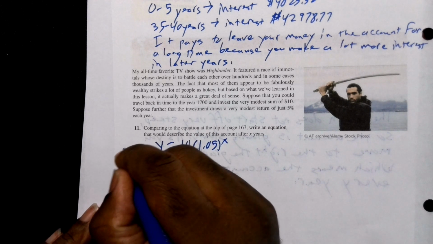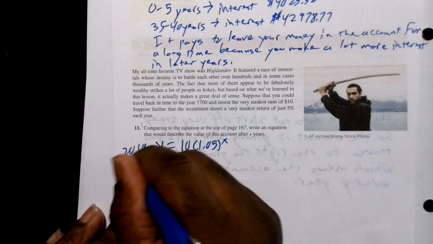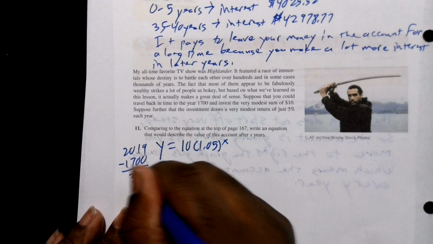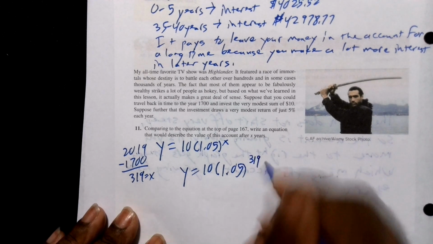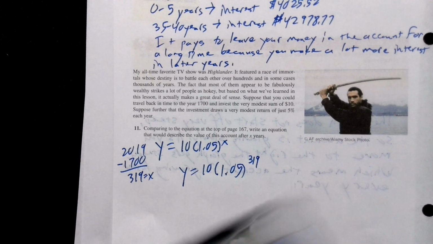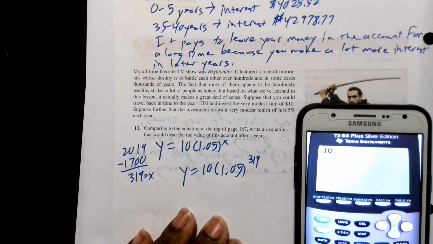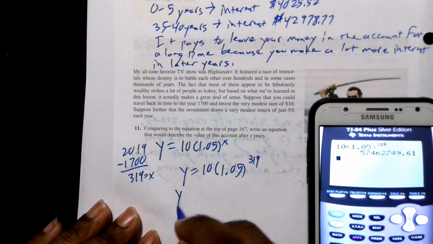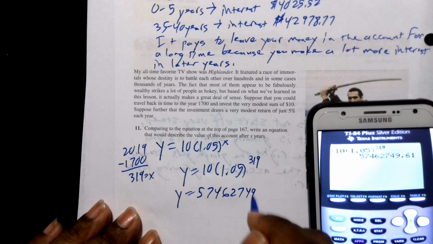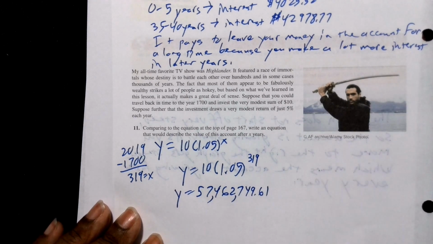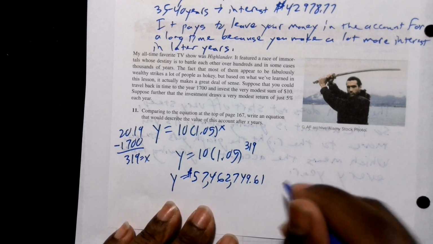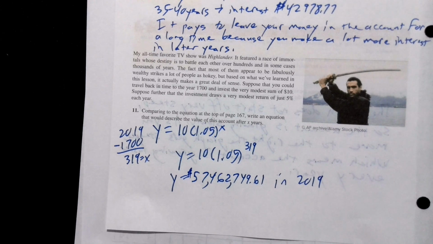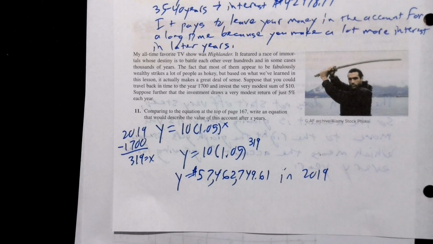Now, this is 2019, and we'll go back to 1700. That'll be 319 years, which would be our X value. So we have Y is equal to 10 times 1.05 to the 319th power. So let me put that in this calculator. That would give us $57,462,749.61 in 2019. Now that's a nice amount of money, but it took you 319 years to acquire it.